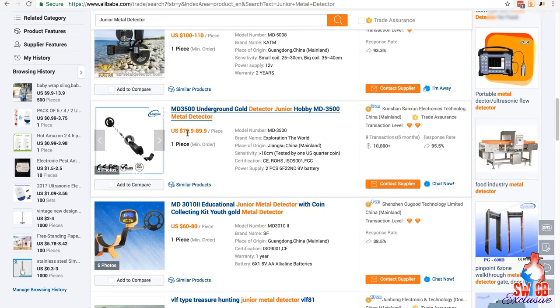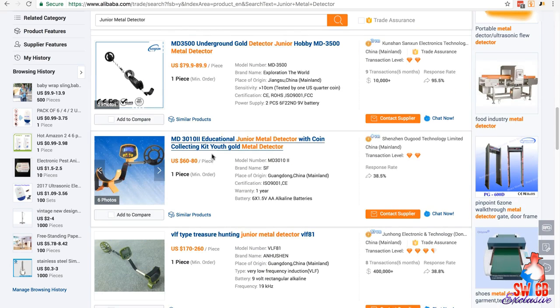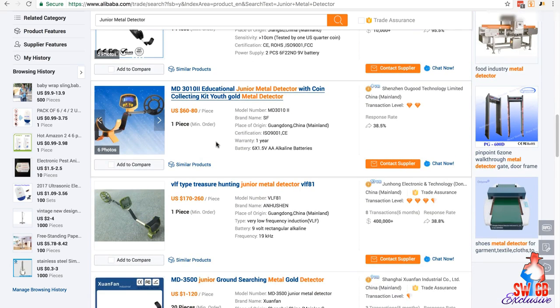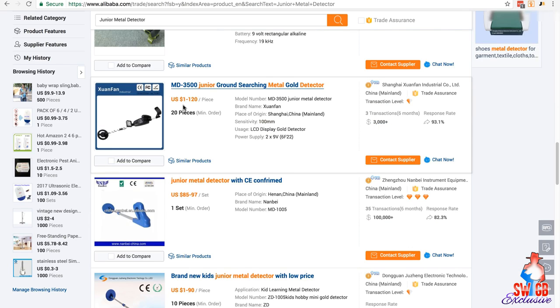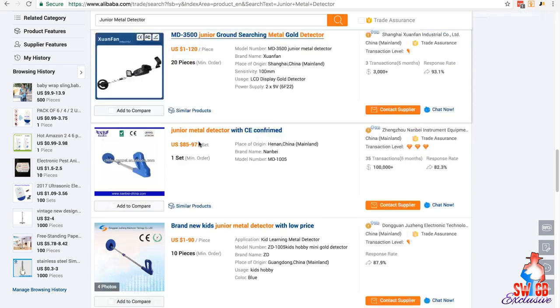Here's another one. You can see this one, they're looking for $80. It's more than twice the price on Amazon. Not sure what they're going to think they're going to get there. $60 to $80. We've got one here, $1 to $120. So all these prices are pretty crazy.